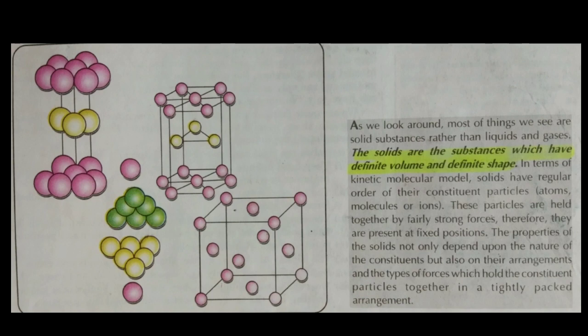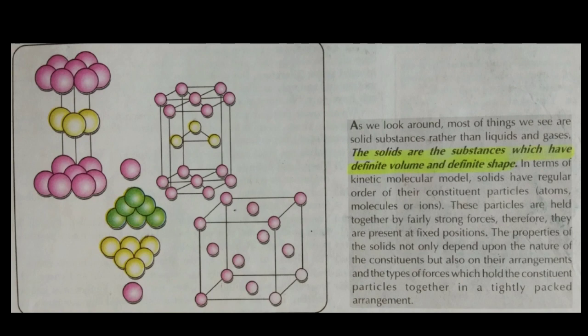Solids are the substances which have definite volume and definite shape. In terms of the kinetic molecular model, solids have a regular order of their constituent particles, which may be atoms, molecules, or ions. These particles are held together by fairly strong forces. Therefore, they are present at fixed positions.